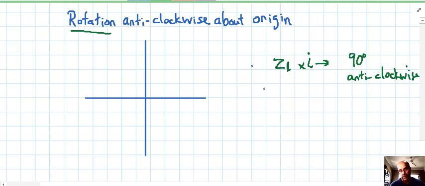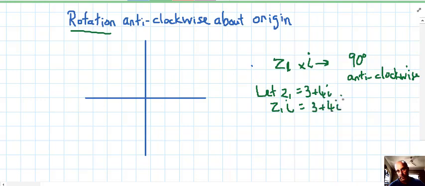We can do that algebraically as well. Let Z1 equal something easy like 3 plus 4i. We can show it algebraically first. It doesn't matter which way you multiply, but if you go Z1 times i, you have 3 plus 4i multiplied by i, we have 3i plus 4i squared, where i squared is -1, a -1 alert there, so that would be -4 plus 3i.